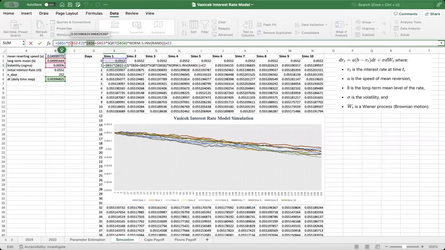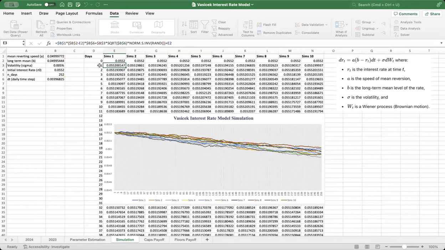So A times (B minus RT) dt plus sigma term: sigma times the square root of dt and times this random variable, which is generated using the normal distribution. This is our dRT term, and then we are adding the previous interest rate. So if you see, we are adding this to the interest rate to find the interest rate on day 1 of our simulation.